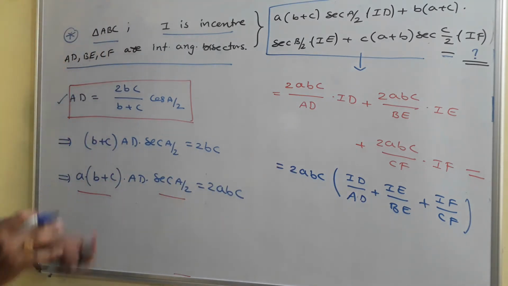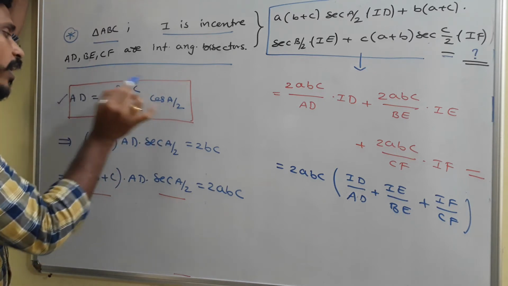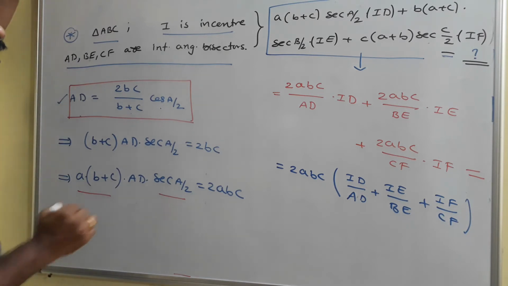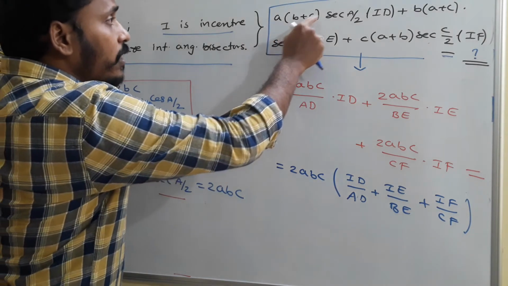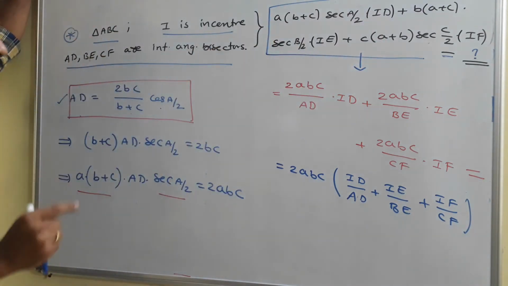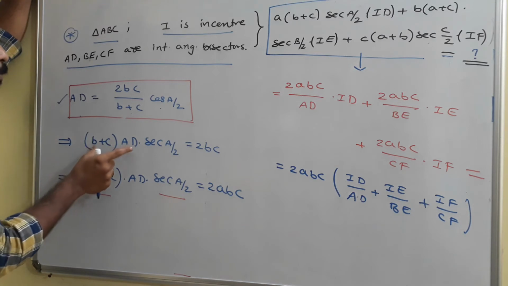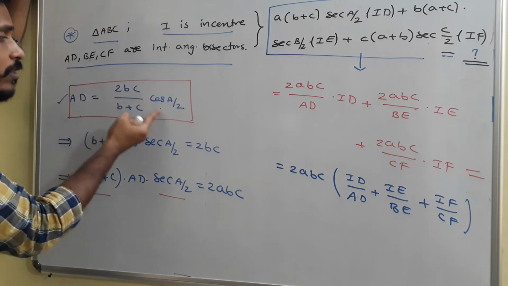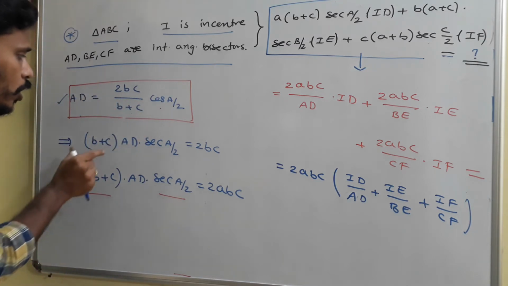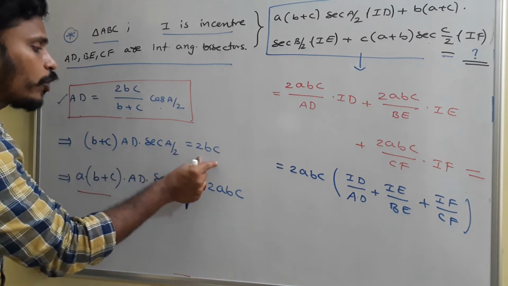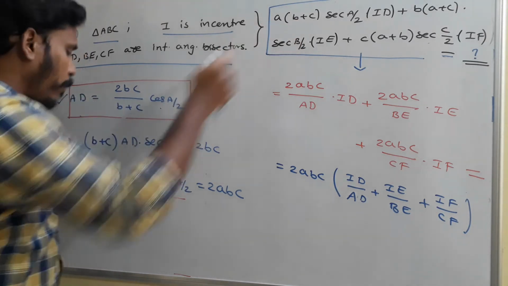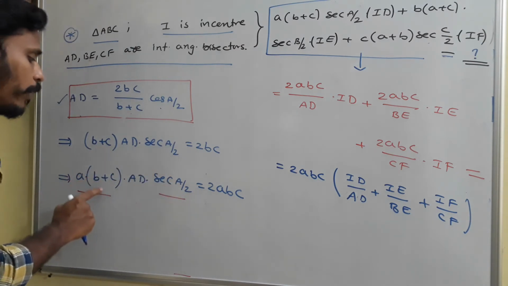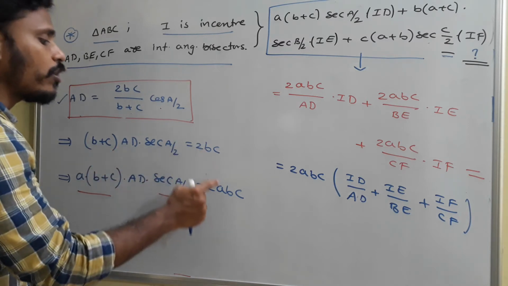Just have a look once again. The length of the angular bisector through A is AD, which is 2BC by (B plus C) cos A by 2. Now in the question, the first term contains A into (B plus C) secant A by 2 into ID. For that, send this B plus C to this side, (B plus C) into AD. Send this cos A by 2 also to this side. It becomes secant A by 2, because cos coming to this side will become its reciprocal, right? So (B plus C) into AD into secant A by 2 is 2BC. But I need A into (B plus C); here I have only B plus C. So multiply with A on both sides. So A into (B plus C) into AD into secant A by 2 is 2ABC.